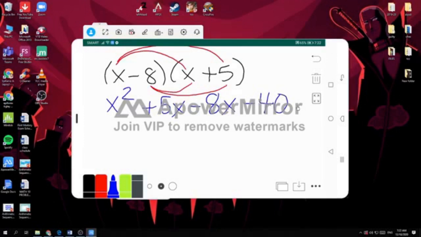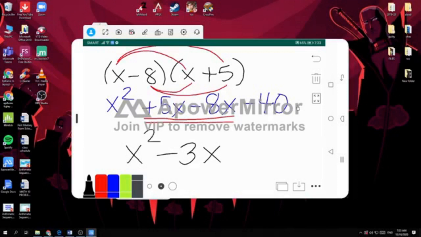So take note. You have noticed the middle two terms. What is positive 5x and negative 8x combined? Positive 5x and negative 8x. You combine that. Are you going to add that or subtract that? Subtract, unlike signs. So how much do you get for this? Negative 3x, and you bring down x squared and bring down negative 40.